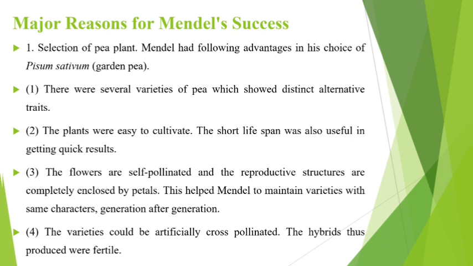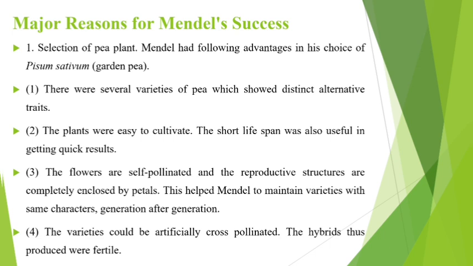Then the plants were easy to cultivate. We can easily cultivate pea plants. The short lifespan was also useful in getting quick results. So we can get quick results when we do our experiments using pea plants.